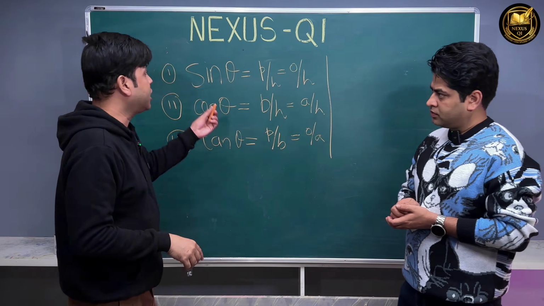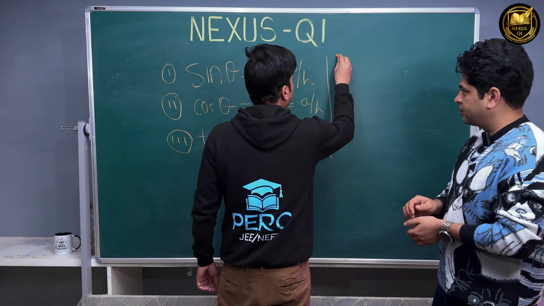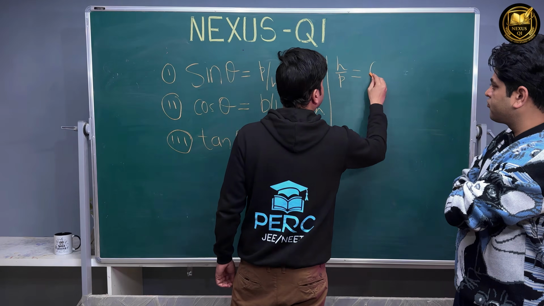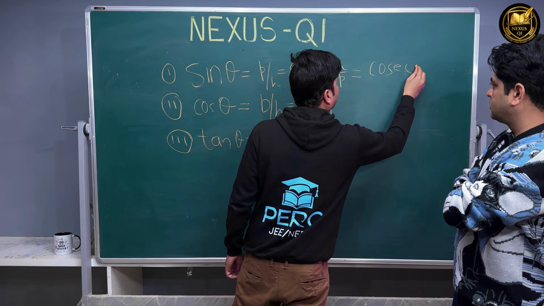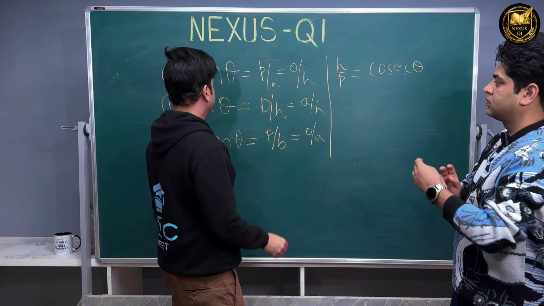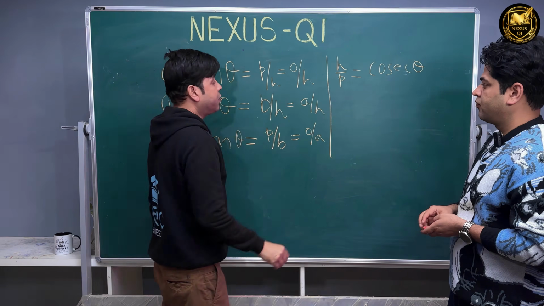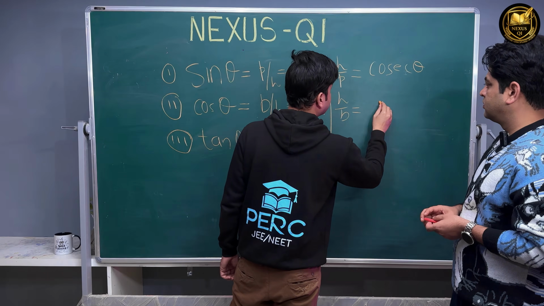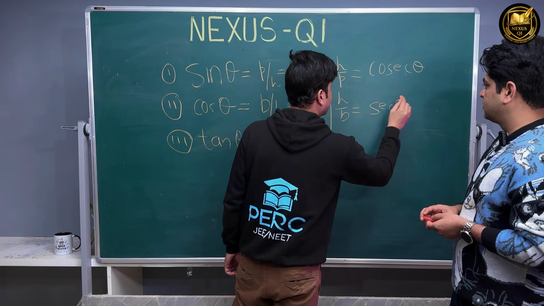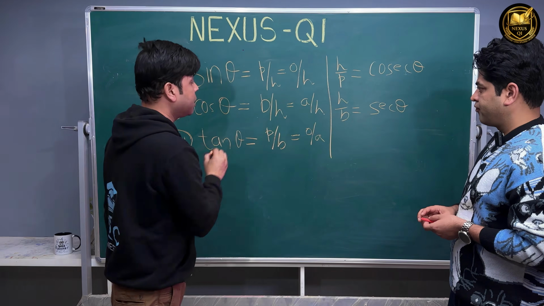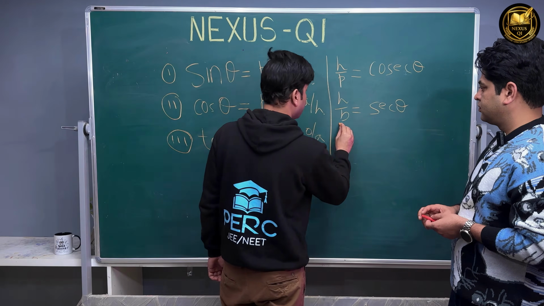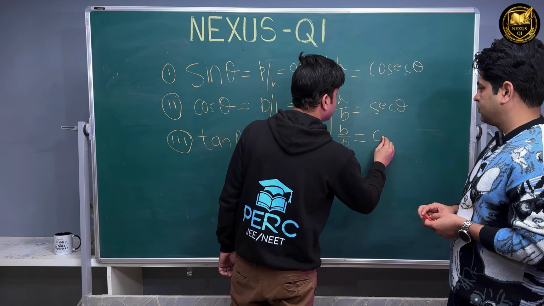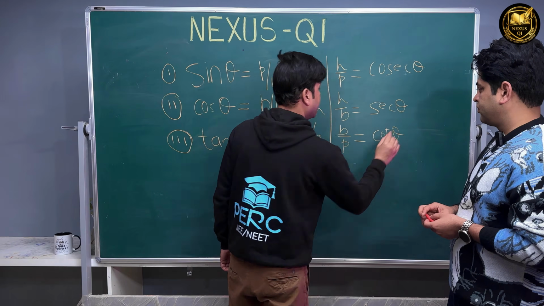Then we have its reciprocal. That is hypotenuse by perpendicular. This we call cosec of angle theta. Then it was B by H. We can write this as H by B. This we call sec of angle theta. Last, this was P by B. We can write the reciprocal as base by perpendicular. This we call cot of angle theta.